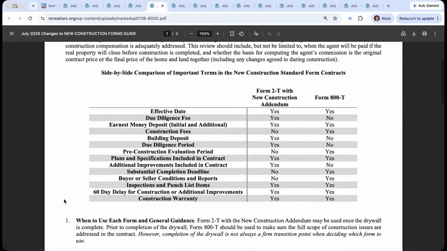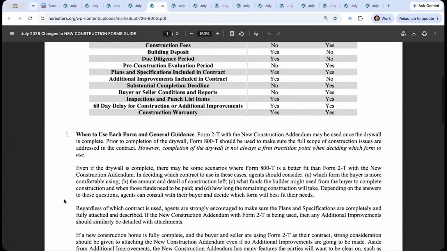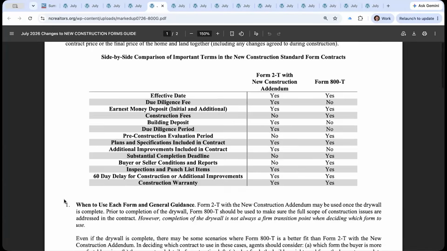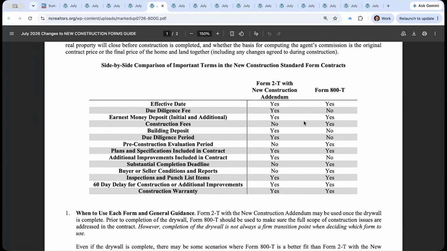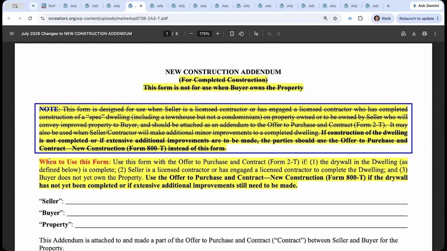You can see there's a chart here and then also an explanation of exactly what I'm talking about. So when you're trying to make that decision on when to use which form, this is another resource to help you decide that and help you navigate between the two. And you can see this list right here. You can see a lot of differences between the two kinds of contracts. And you can take a look at those and figure out which one is more appropriate given your transaction.